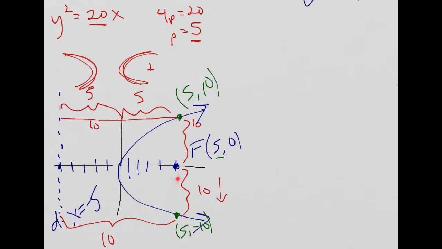This bar from green dot to green dot is actually called a latus rectum, and sometimes you see that term on standardized tests and stuff like that.